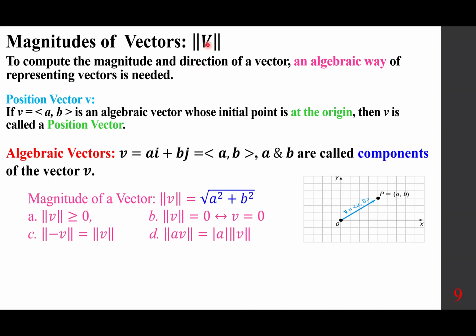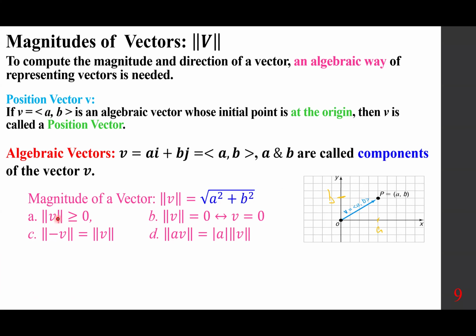And the magnitude of the vector is the square root of a squared plus b squared. The magnitude is the distance from O to P. And this one is a, this one is b. There's nothing brand new. This is just Pythagorean theorem class. Square root of a squared plus b squared.